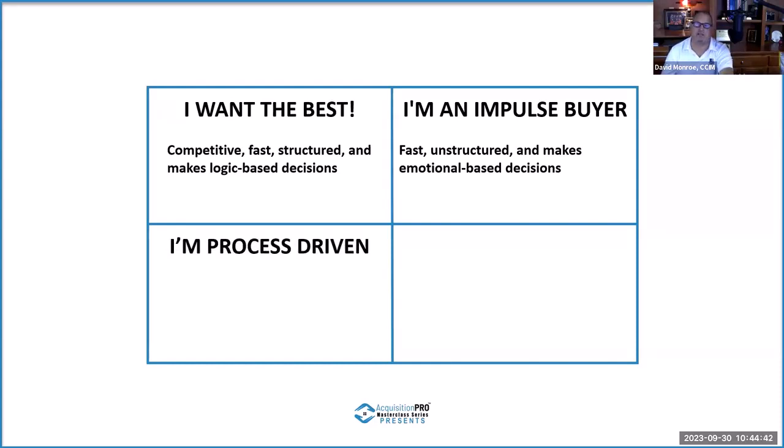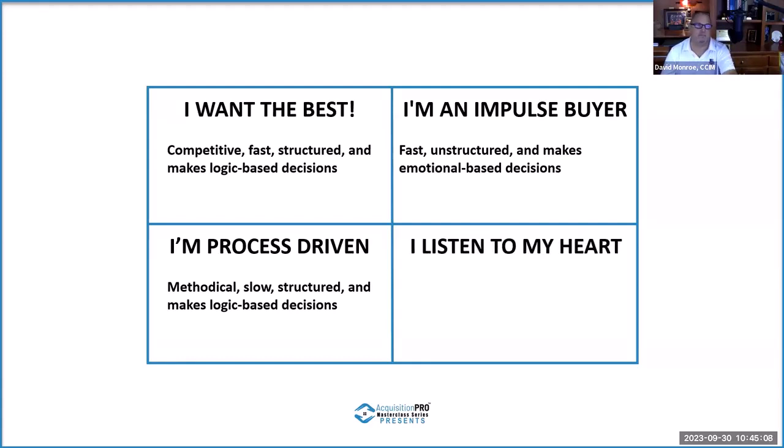Next is I'm process driven. Your engineers. They're methodical, slow, structured, and they make logic-based decisions. So just like the I want the best, I'm process driven is the same, only I want the best is competitive and fast, where I'm process driven is methodical and slow. And in line with the I'm an impulse buyer is I listen to my heart. Okay. So now they're slow, unstructured, humanistic, and make emotional based decisions.